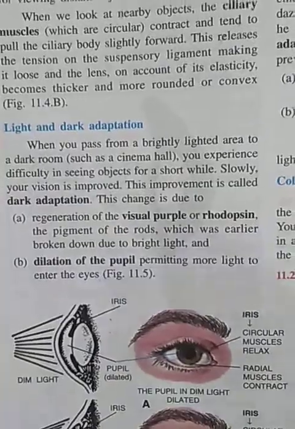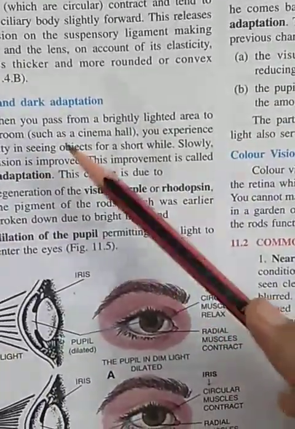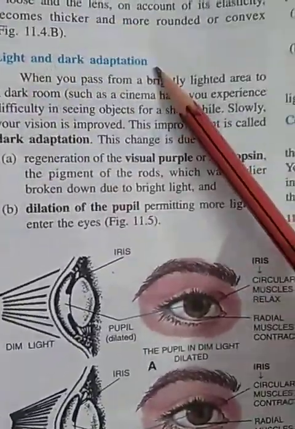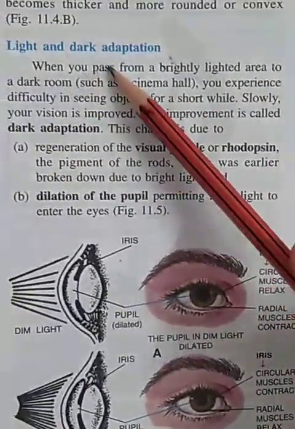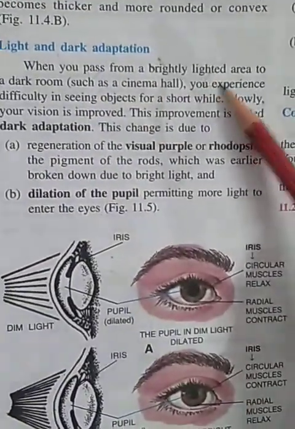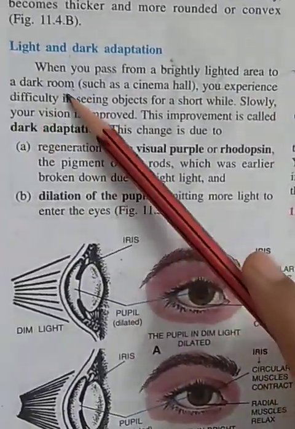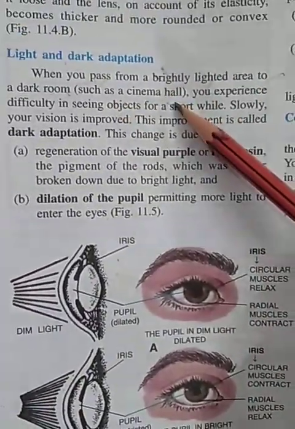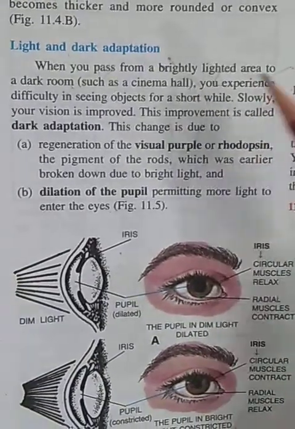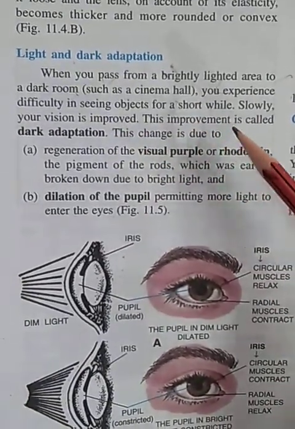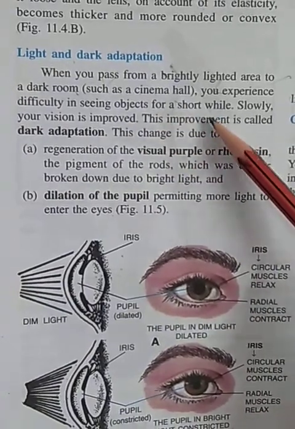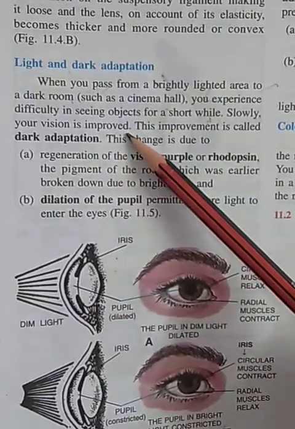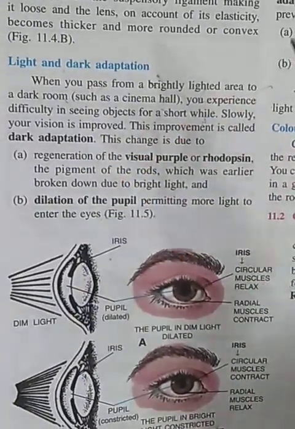Now students, we will discuss light and dark adaptation. What do you mean by light and dark adaptation? It means when we pass from a brightly lighted area to a dark room, just like a cinema hall, from the outside when we enter a cinema hall, then at once for some time we are not able to see any object, but slowly our vision improves, and we are able to see even in the dark.